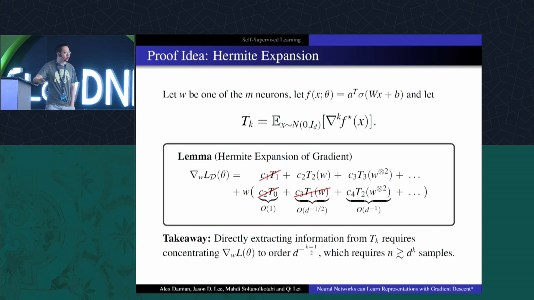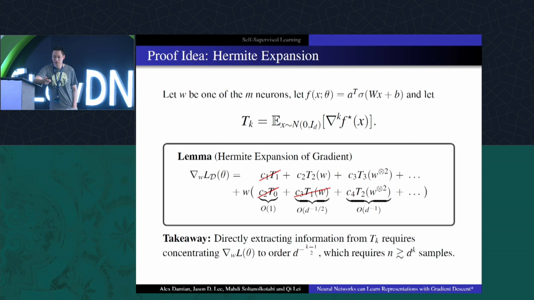Okay, so we're actually only going to use the second order tensor, the matrix, so it's k equals 2. And that's where you get the d squared samples from. Okay, so this term is very good. Remember, my non-degeneracy assumption was exactly about this T2, which is the Hessian, the expected Hessian.